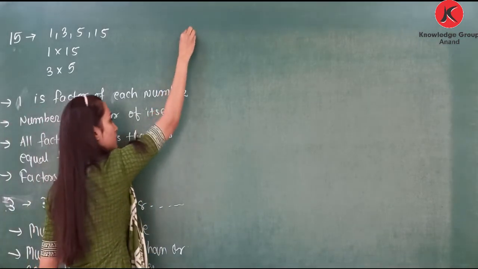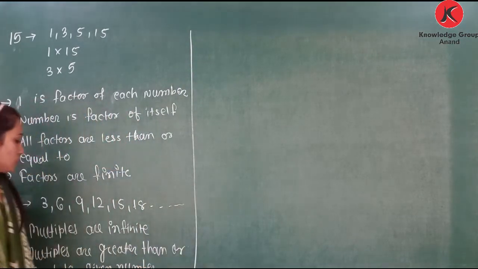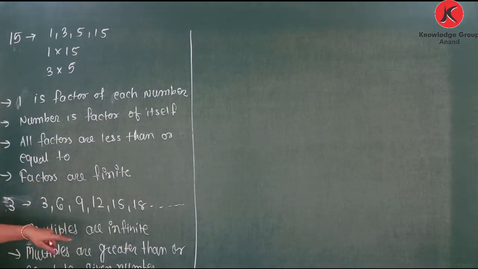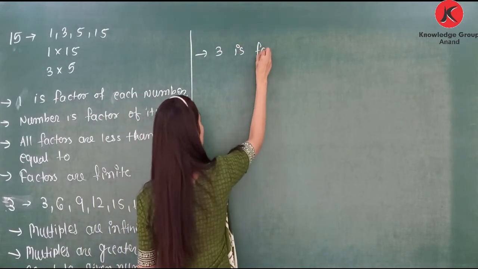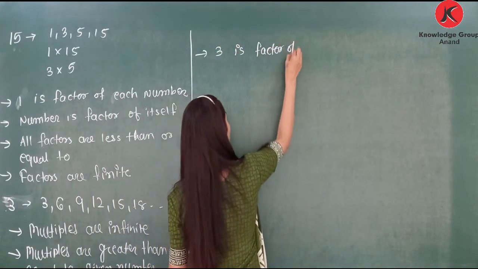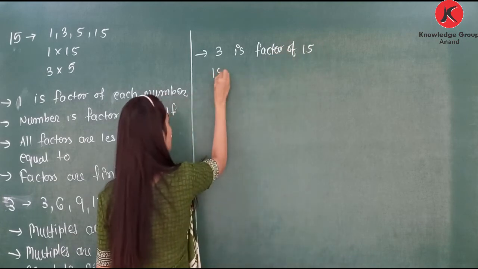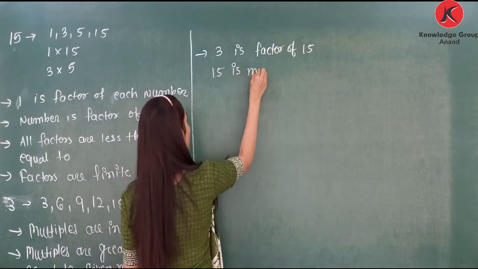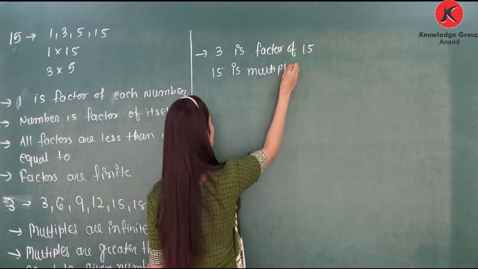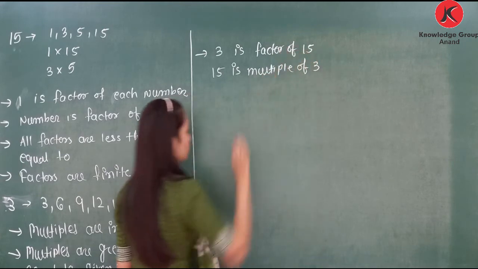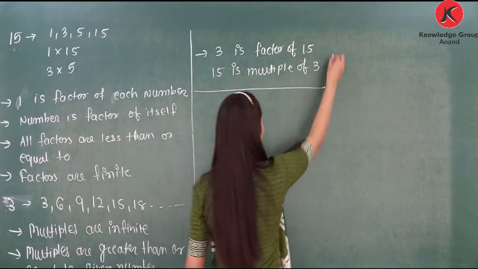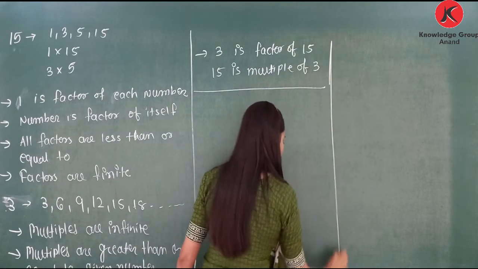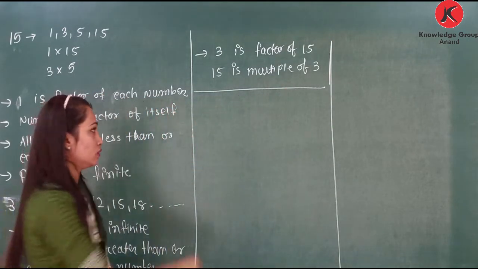Also we learned that 3 is a factor of 15 and 15 is a multiple of 3. Clear? Also we can check some more examples.